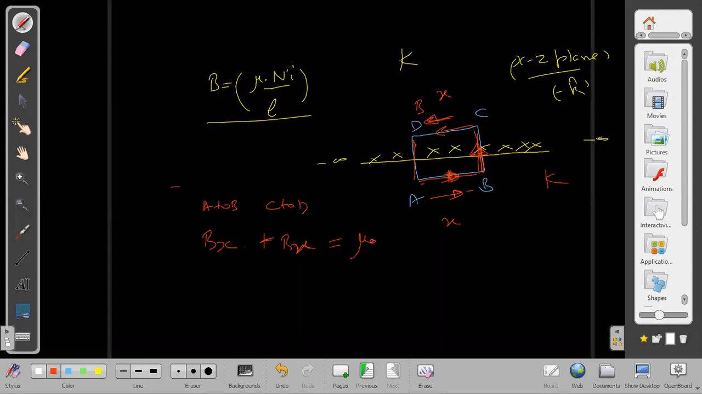But here current per unit length is given as K. So the current enclosed will become K into x. Then I am getting B is just equal to mu naught into K by 2. That is the magnetic field in this case due to the current carrying sheet. This was the example of the current carrying sheet. How is the current here? Current is along minus k cap.